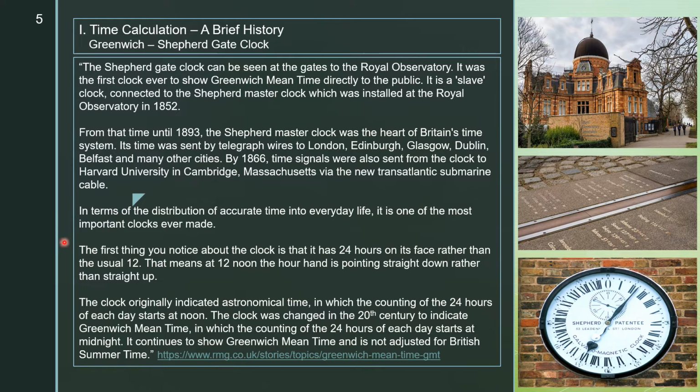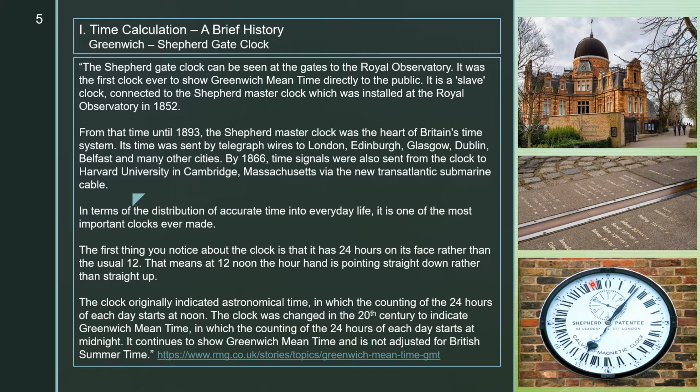The first thing you notice about the clock is that it has 24 hours on its face, rather than the usual 12 hours. That means that at 12 noon, the hour hand is pointing straight down rather than straight up. The clock originally indicated astronomical time, in which the counting of the 24 hours of each day starts at noon. The clock was changed in the 20th century to indicate Greenwich Mean Time, in which the counting of the 24 hours of each day starts at midnight.